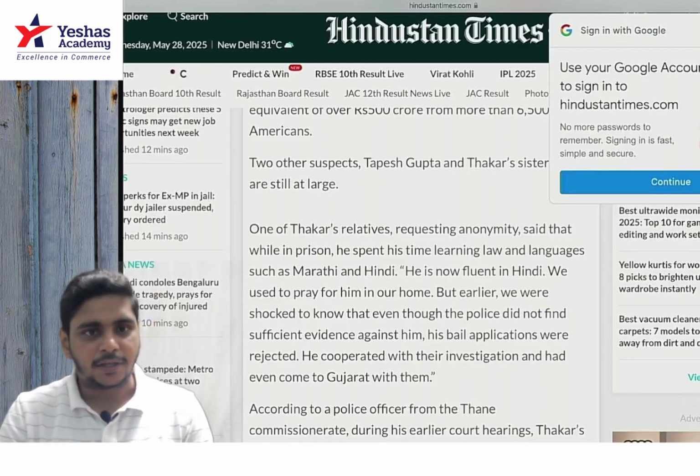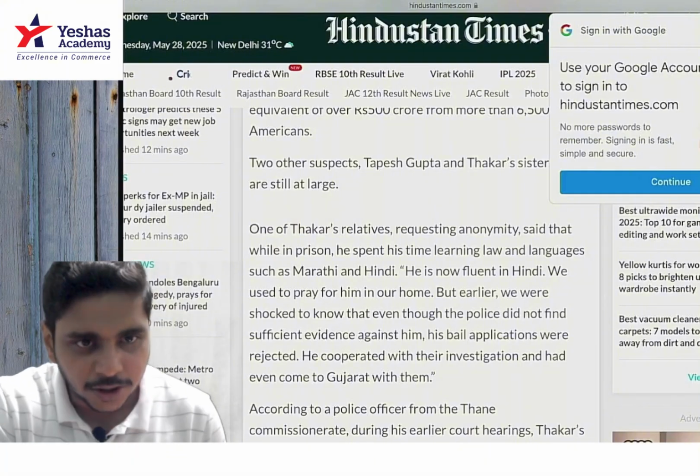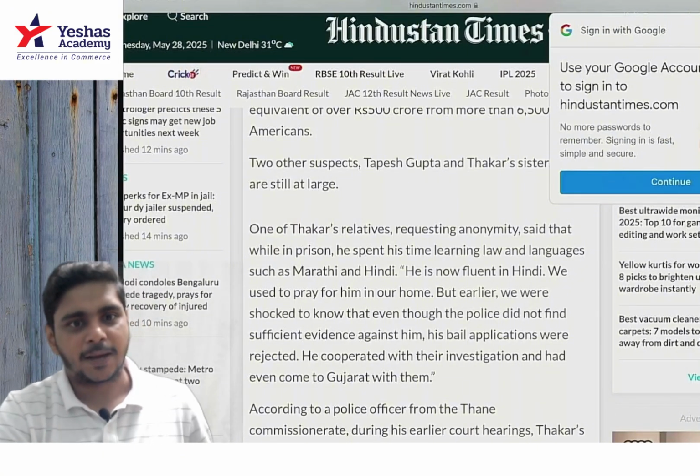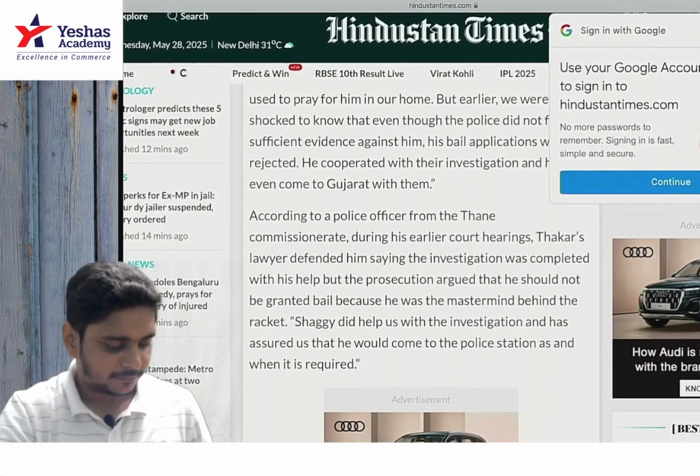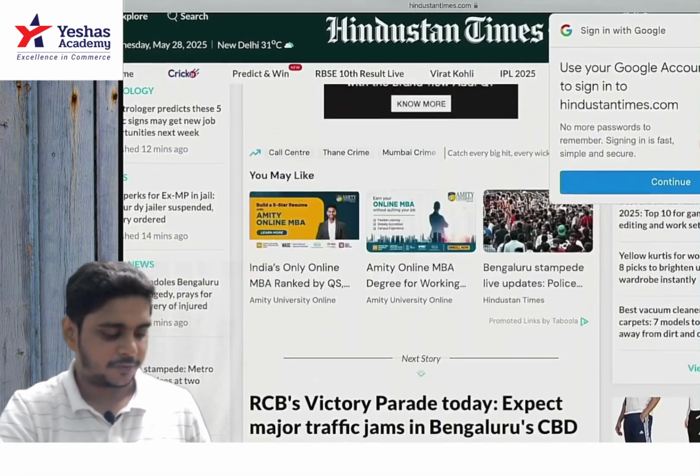He is now fluent in Hindi. We used to pray for him in our home. But earlier, we were shocked to know that even though the police did not find sufficient evidence against him, his bail application was rejected. He cooperated with their investigation and had even come to Gujarat with them. So this was a fraud.